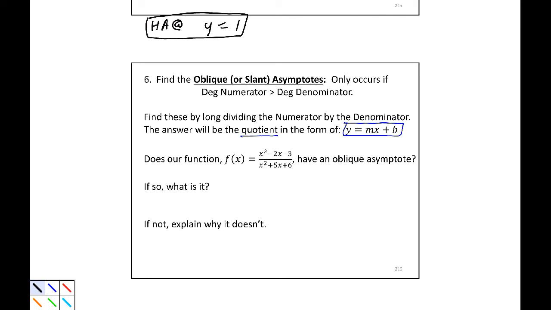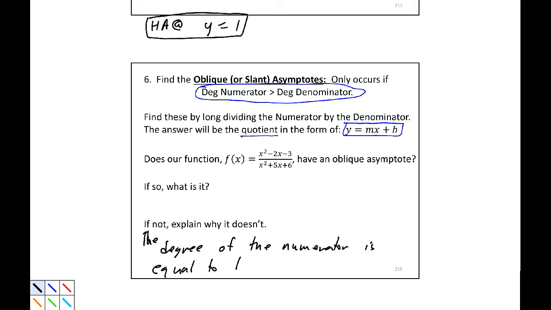Well, if we do long division with this, we actually will end up with 1 as a slant asymptote, which is a horizontal line. But that is the y value of our horizontal asymptote. The reason that we don't have a slant asymptote is because the degree of our numerator is not greater than the degree of our denominator. So let's say this. The degree of the numerator is equal to the degree of the denominator. That's why we do not have an oblique asymptote in this question with this function.